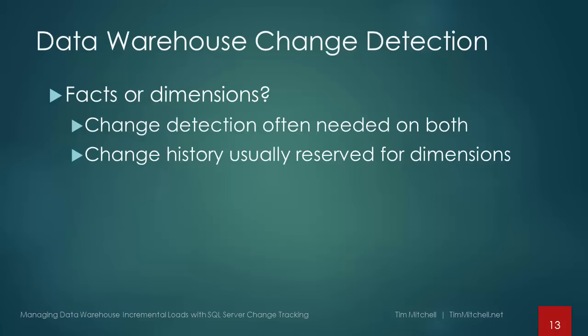The example that I gave earlier was the gentleman moved from one state to another state. In most cases, you don't want to simply insert a new record. You want to either update the existing record or possibly expire the existing record and create a new superseding record in its place. So change detection is necessary for both facts and dimensions in most cases because I need to know what's changed, what's different, and so on. But for the most part, retaining that change history is typically reserved for dimensions.